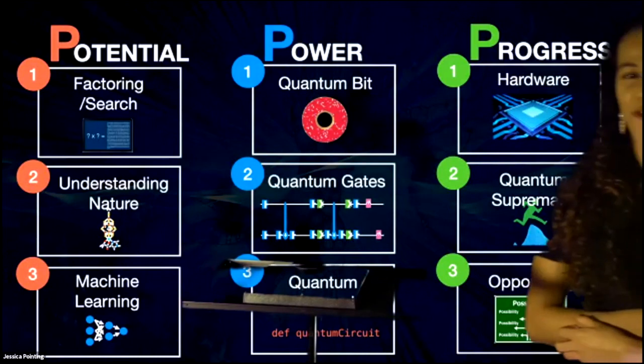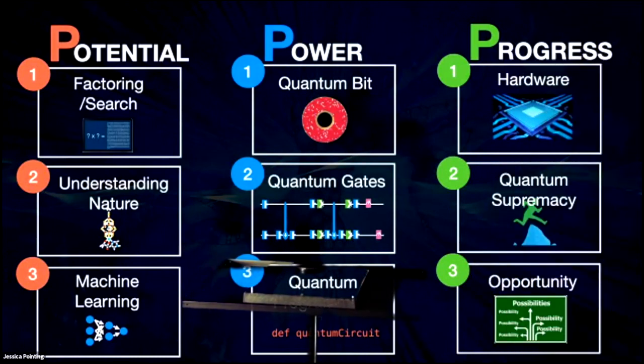So this is an overview of what we've talked about. As you can see, we've talked about the potential particular applications: factoring, search, understanding nature, machine learning. We've talked about the power of quantum computers, the quantum bits, the quantum gates, and quantum programming. And then we've also talked about the hardware, quantum supremacy, and the opportunities that lie ahead.